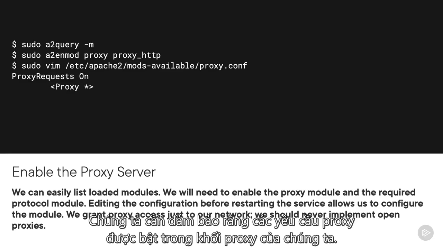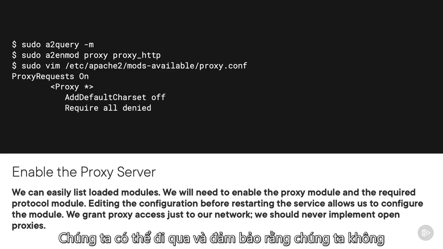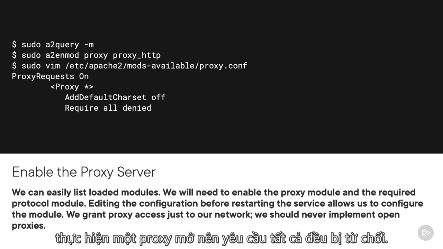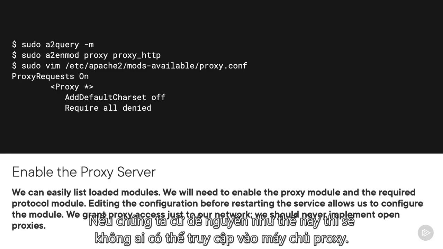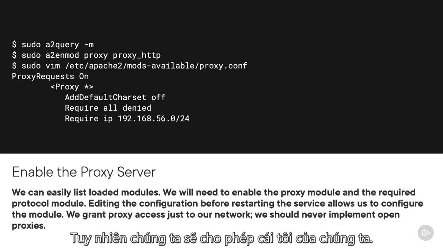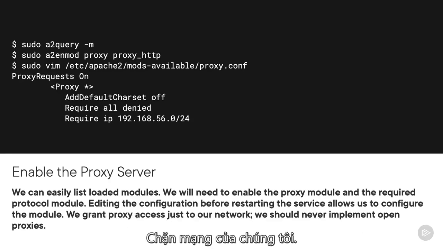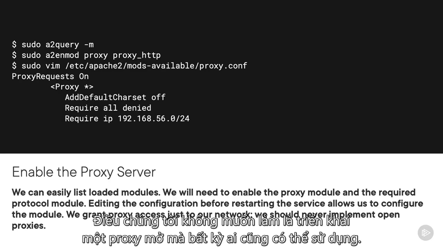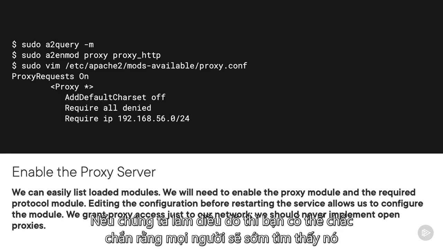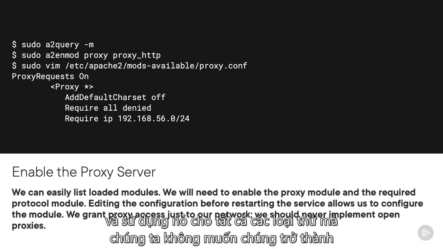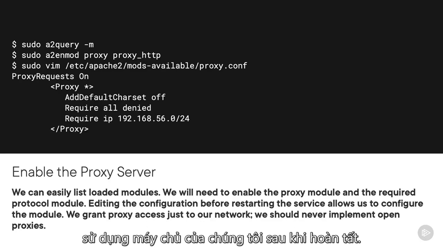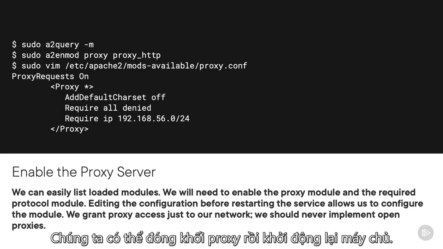In our proxy block, we can go through and make sure that we are not implementing an open proxy, so require all denied. If we just left it like this, nobody would be able to access the proxy server. However, we're going to allow our IP block for our network. What we don't want to do is implement an open proxy where anyone can use it. If we did that, then you can be certain that people would soon find it and use it for all kinds of things that we wouldn't want them to be using our server for. Once we've finished, we can close off our proxy block and then go through and restart our server.